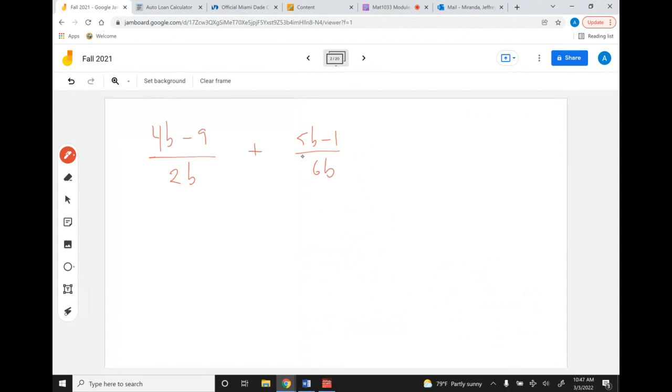Okay, so this is 6b. Now, this time we don't have the same denominator, so we have to find the LCD. I'm having difficulty writing b. Okay, there it is. So what is the LCD first?